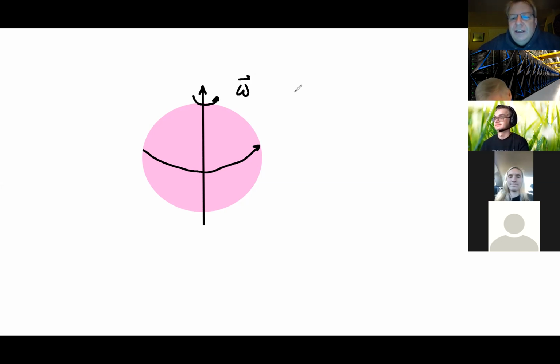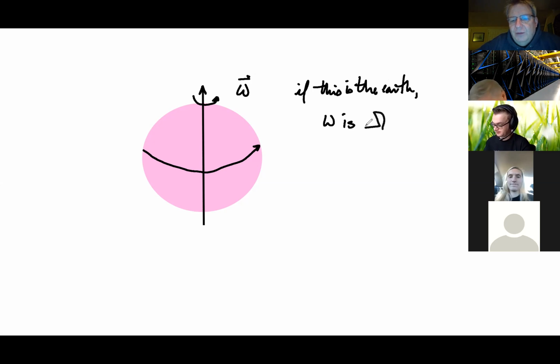So here's what you need to know. If this is the Earth, omega is capital Omega. So we use capital Omega for the Earth's basically vorticity. Little omega is for any object rotating. So does that make sense to you? I just wanted to point that out with you guys. That's kind of a cool little diagram there.